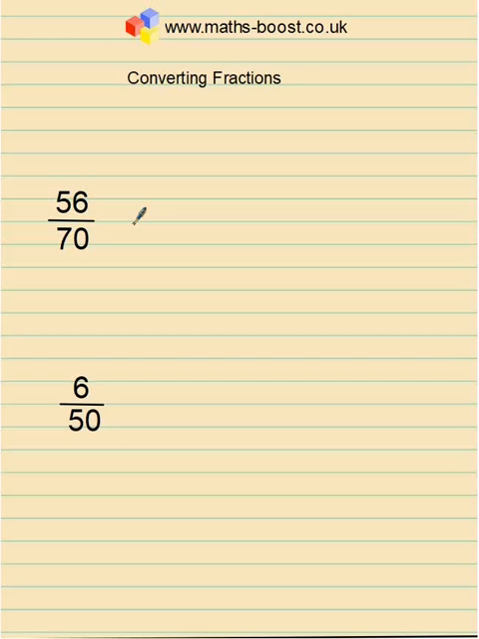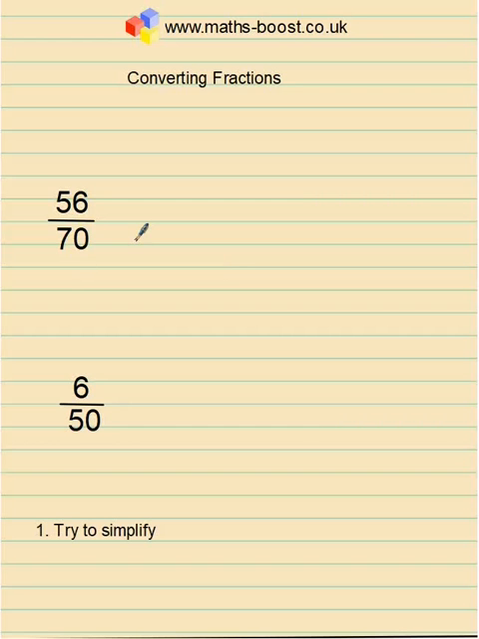Now always remember that one of the ways you can think of a fraction is an instruction to carry out a division. For example, 56 divided by 70 and 6 divided by 50. And if you had a calculator, this would be very easy. But we're going to pretend we don't have a calculator, so it's the non-calculator paper. And therefore we want the division to be as easy as possible.